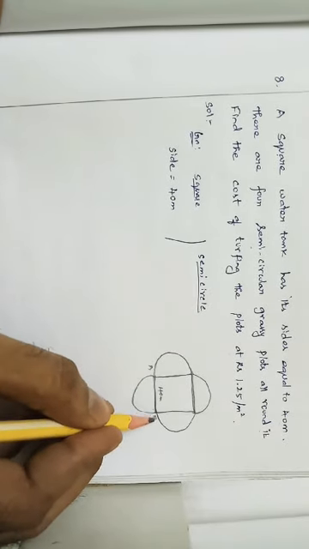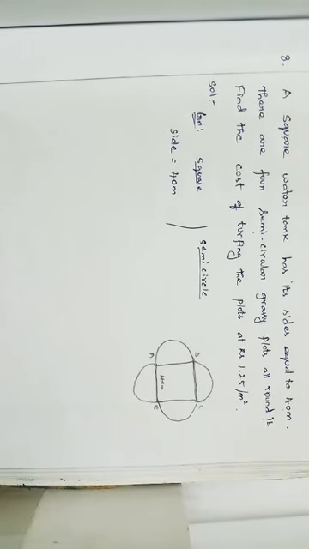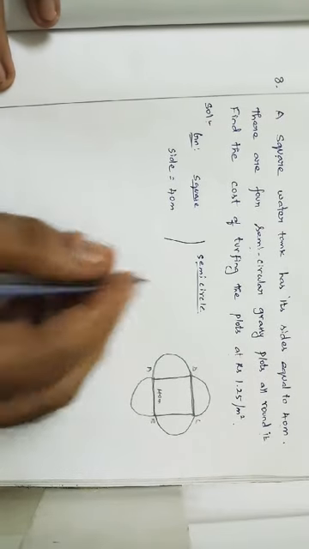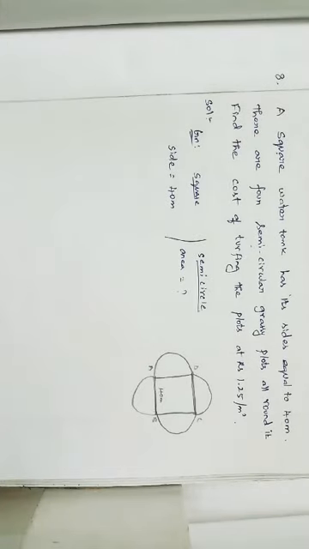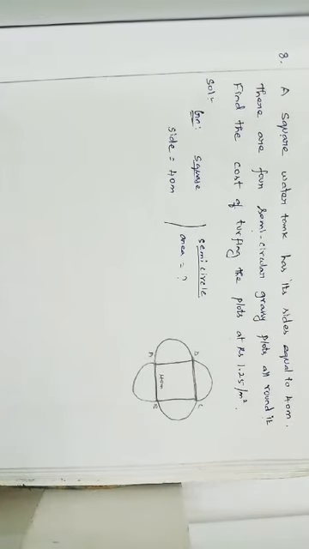Here we are having only that the side of a square is 40 meter. For finding the area of a semicircle, what is needed? Radius is needed. But here we don't have the radius. How are we going to find the radius?